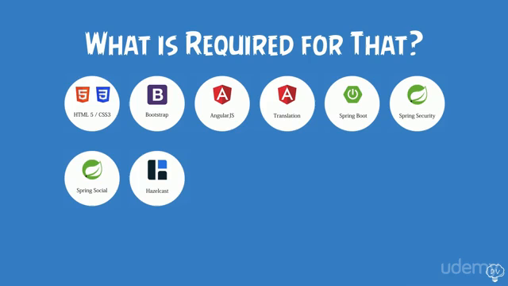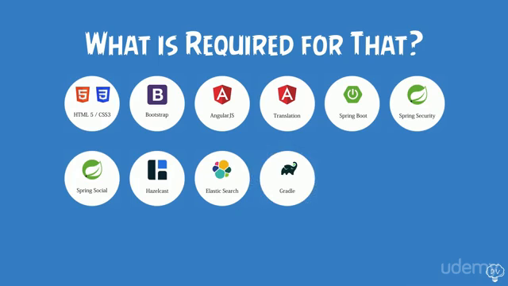We've got Hazelcast for our distributed cache. We have Elasticsearch for our capabilities to search across domain objects. We have Gradle for our build system, but you can also use Maven if that's what you're comfortable with.